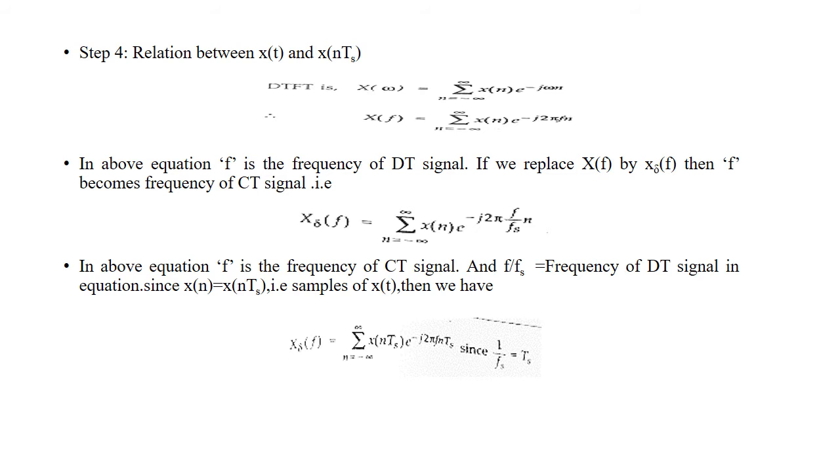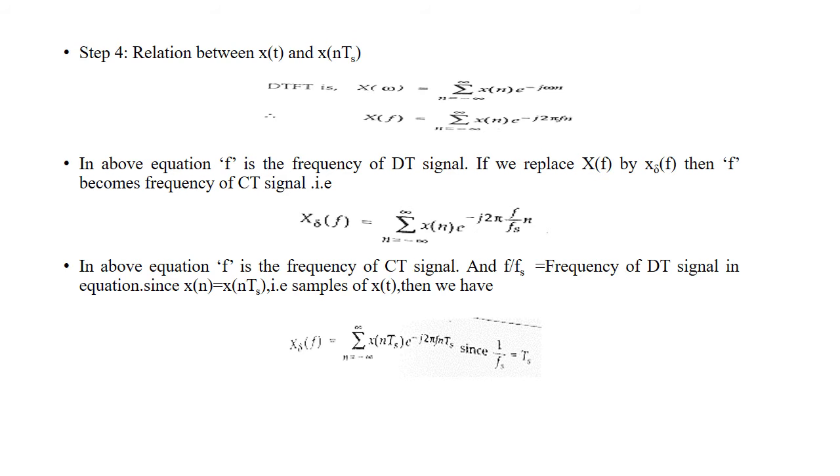That is X_δ(f) = summation n = -∞ to ∞ of x(n) e^(-j2π(f/fs)n). So in the above equation, f is the frequency of the continuous time signal, so f/fs is equal to the frequency of the discrete time signal. Here x(n) is equal to x(nTs), that is the samples of x(t).